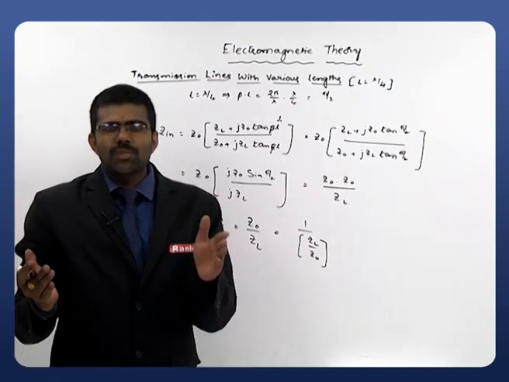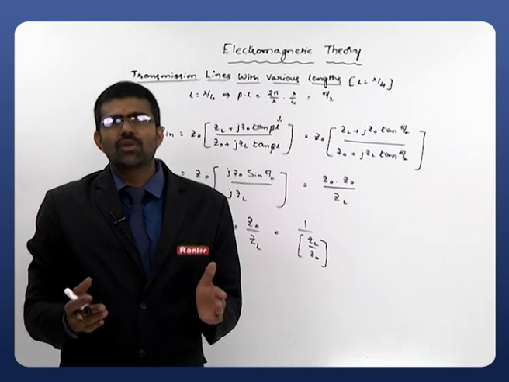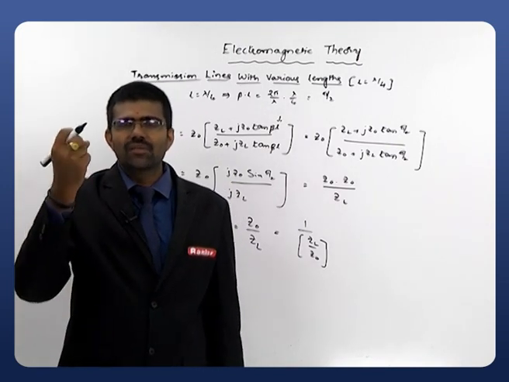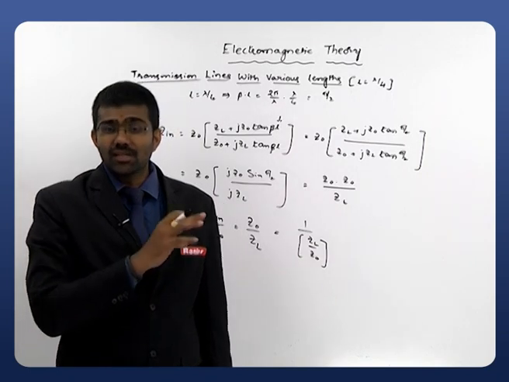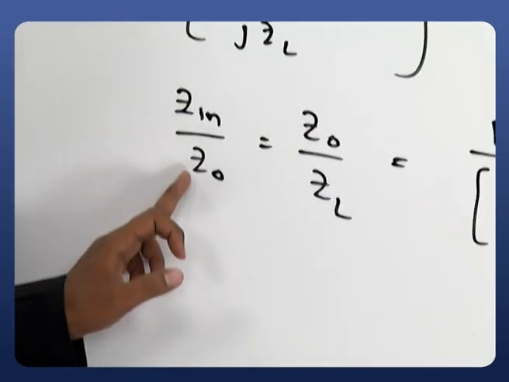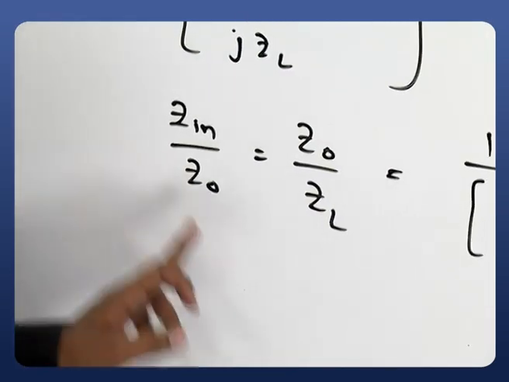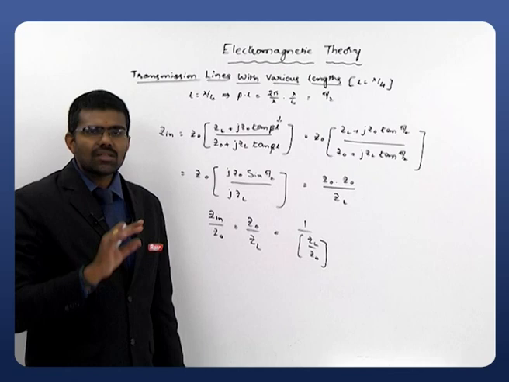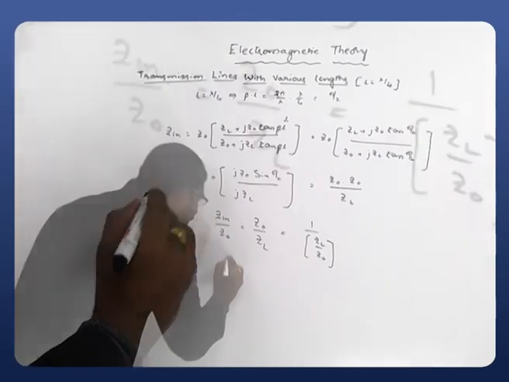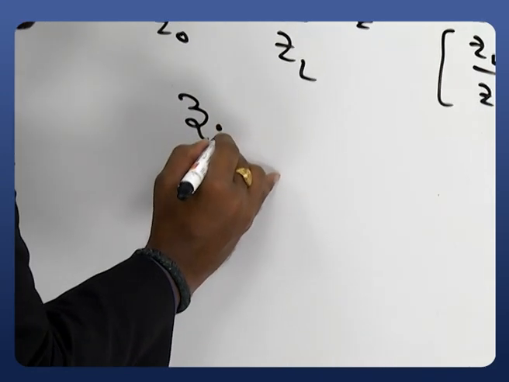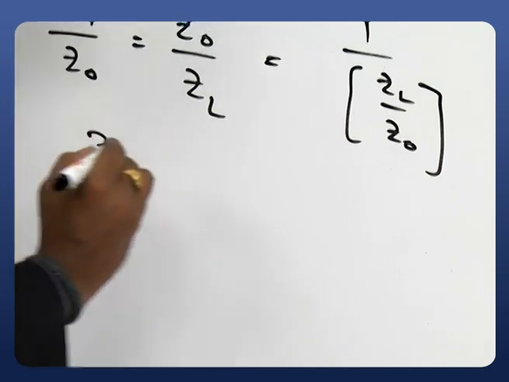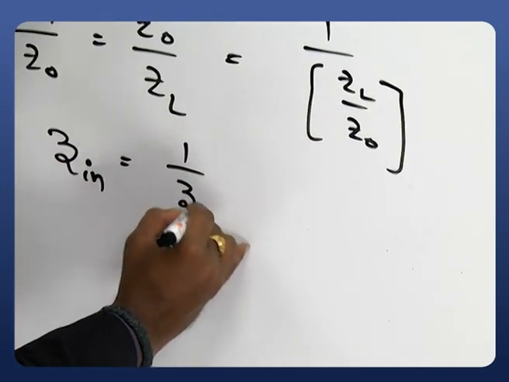So clearly remember this point. It will be very useful to you to understand the concepts in our Smith chart also. Whenever the impedance is divided by its characteristic impedance in transmission line theory, it is said to be a normalized impedance. Zin by Z0 is the normalized input impedance, ZL by Z0 is the normalized load impedance. Right? So the normalized term can be represented with a lowercase z: normalized input impedance zin equals 1 by zL.